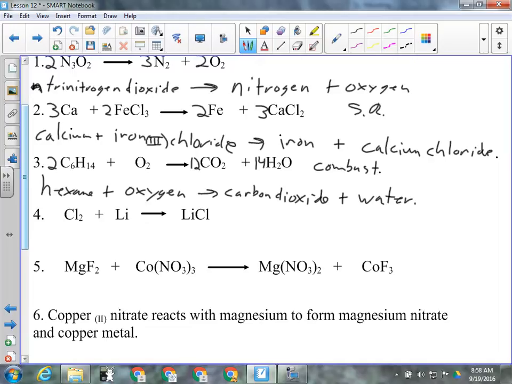Now I've got to balance my oxygens. Okay, I've got 24 oxygens here, and I've got another 14 over here. So 24 plus 14 is 38. Agreed? Okay, 38 divided by 2 should be 19. Okay, questions on number 3? No? Okay.